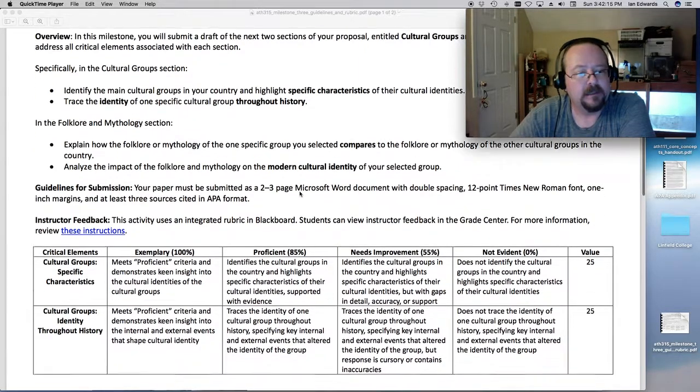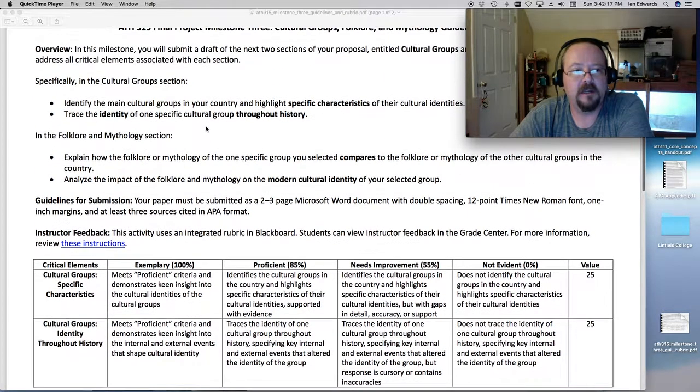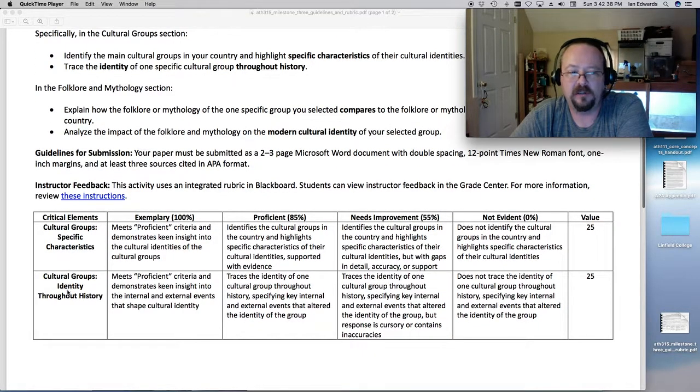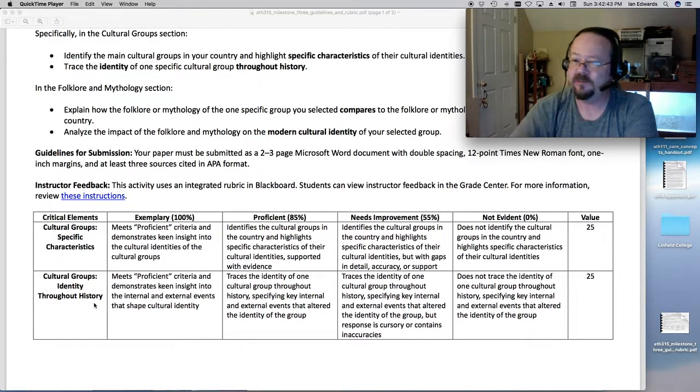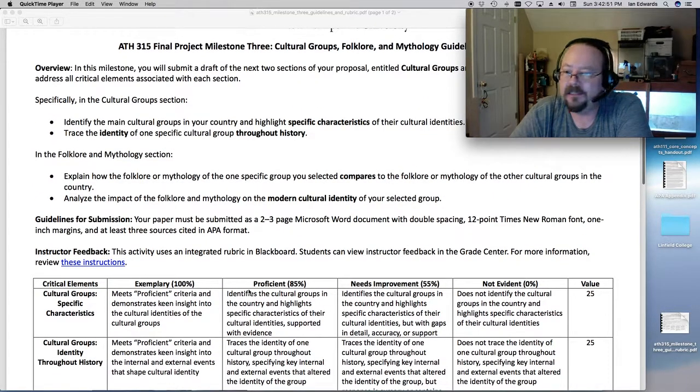And you'll see we have two main sections. We have the cultural group section, and then we have the folklore and mythology section. I would really suggest using the structure outlined in the rubric here. So have section 4, cultural groups, and then use these critical elements like specific characteristics and identity throughout history to help highlight those sections where you're addressing these elements.